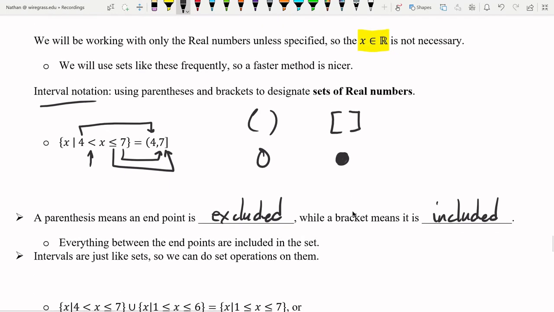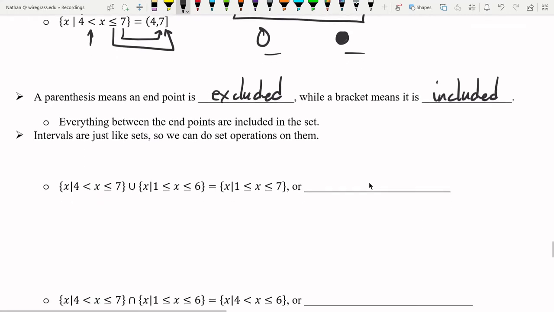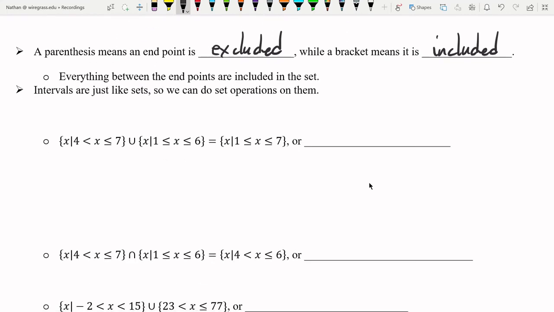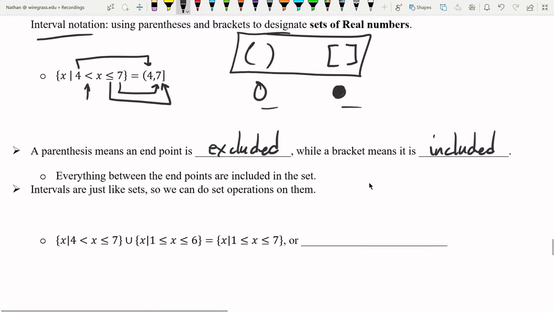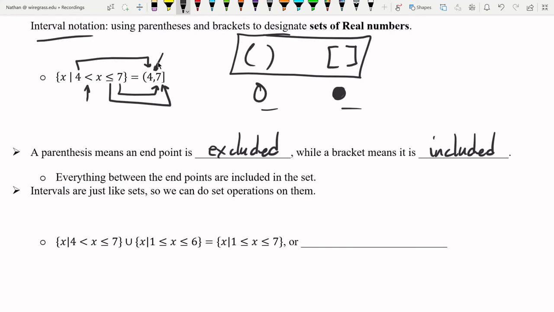Now, in general, when I'm graphing these things, I will use parentheses and brackets instead of open and closed dots, because the parentheses and brackets directly relate to the interval notation. And I'll show you that here. Of course, everything between the two endpoints, everything between 4 and 7, is included in our interval, just like it was for this previous way of writing it.